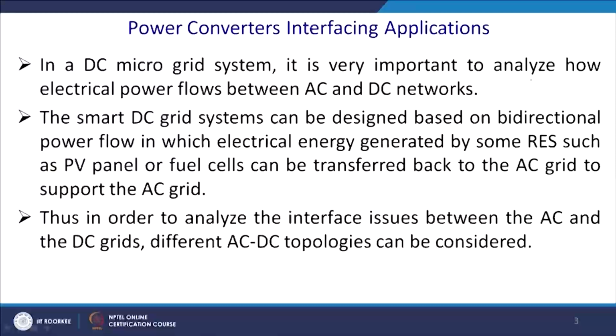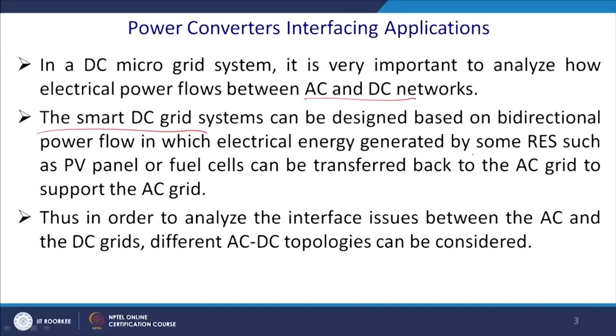So, in a DC microgrid system, it is very important to analyze how electric power flows between the AC and DC network. So, you have to see that. There is the interconnectivity between AC and DC and how power flows.